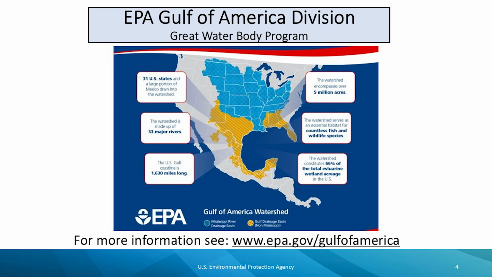GAD activities are centered around voluntary, partner-driven projects. All project activities must take place in the geographic category identified in the NOFO and within the Gulf of America watershed. The link to GAD's webpage is www.epa.gov/gulf-of-america. On this page, you can find more information about GAD and a link to this NOFO.